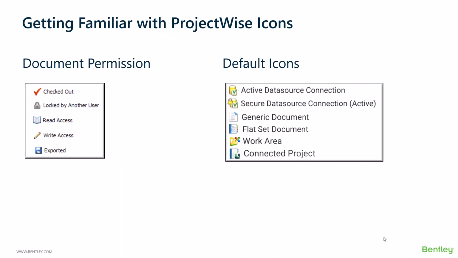On the left, you will be able to recognize document icons, the difference between a checked out document or a document that is worked on by another ProjectWise team member. On the right-hand side, you will be able to tell if you are connecting to a data source or if you are connecting to a secure data source. You will be able to tell if it is a generic document, meaning that it is not a Word or Excel or even CAD document. You will be able to tell if it's a work area or a connected project.